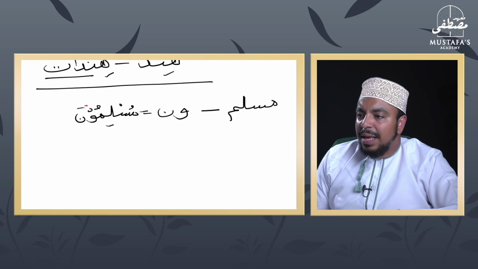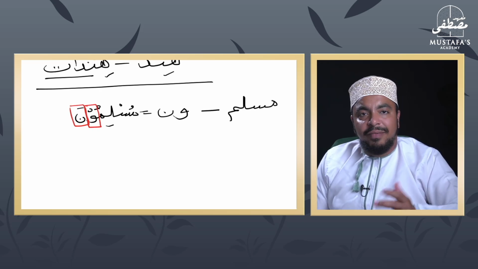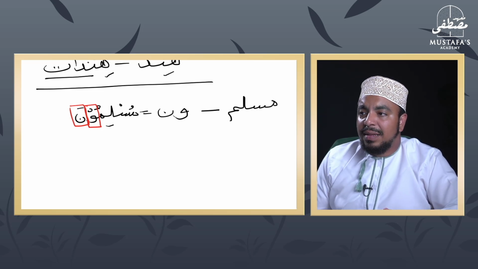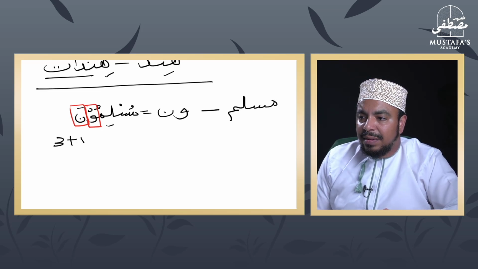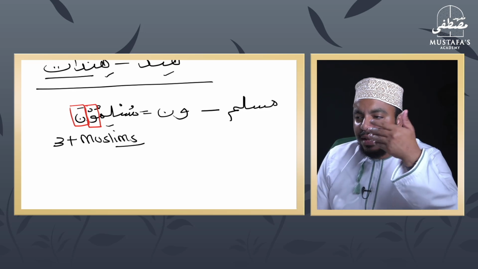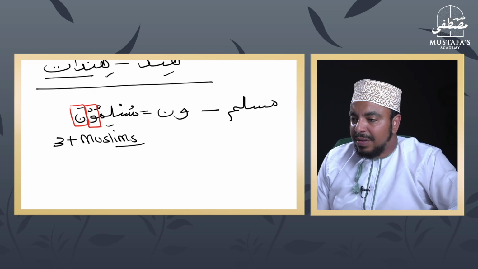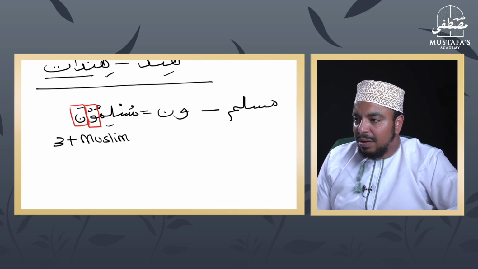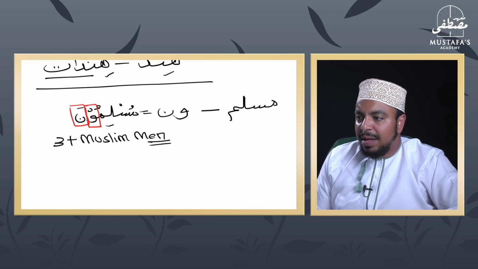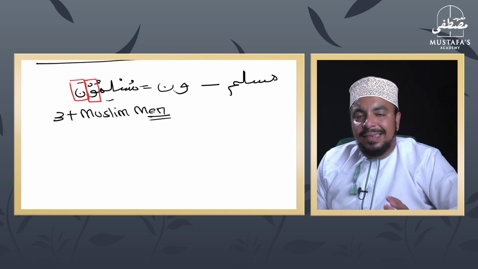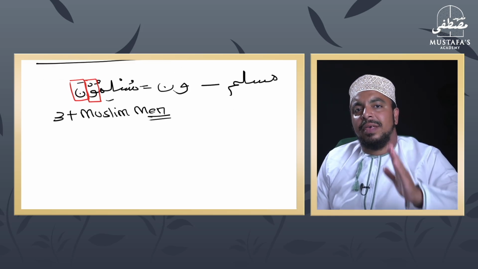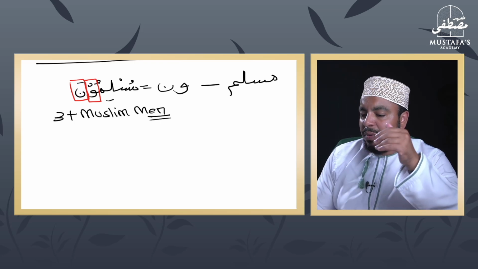Now look, see? It's the waw and the noon. Muslimuna. Isn't that very clear? Muslimuna means 3 plus Muslims. Basically, male Muslims, men. 3 Muslim men. That's what it is. Let me just write Muslim men here, make it very clear. 3 plus Muslim men, like that. That is the Jam'ul Mudhakkar Salim, the masculine plural noun.